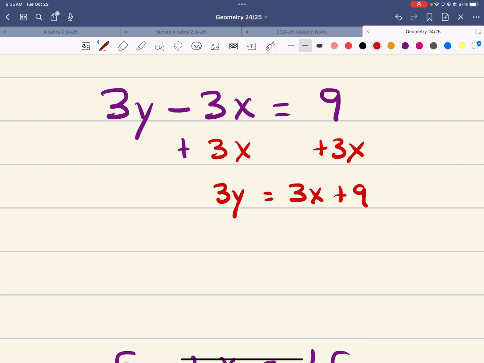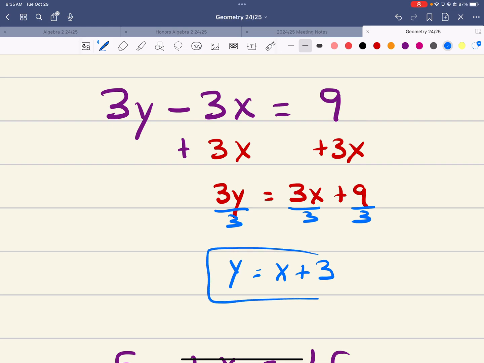Now what? Do I have just y? No. So how do I get rid of 3y? What do I have to do? Divide by 3. And we're going to divide everything by 3. 3y divided by 3 leaves me with just y. 3x divided by 3 leaves me with just x. 9 divided by 3 is 3. There's my equation in slope-intercept form.